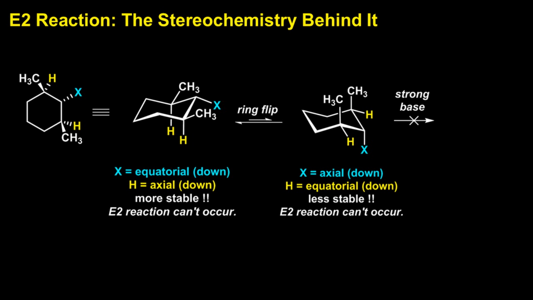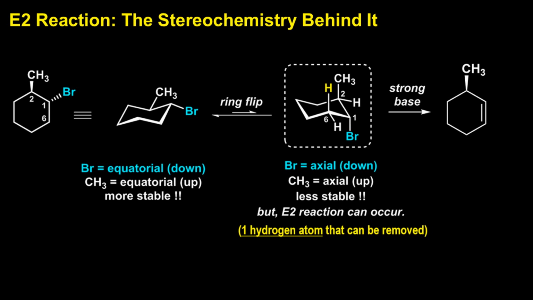So what does this tell us? In some substituted cyclohexanes, E2 isn't just about the base or the leaving group. It's about whether the molecule can achieve that trans-diaxial geometry. And if it can't, the reaction simply won't happen.